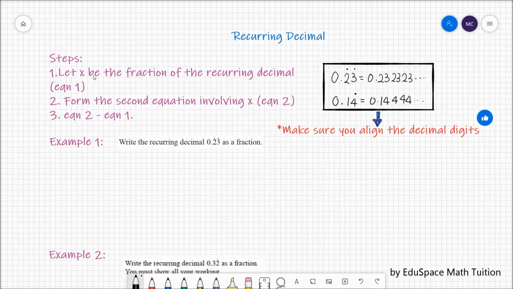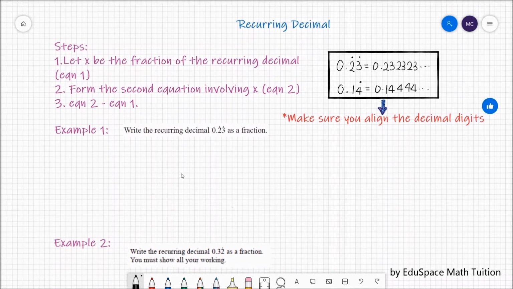our x to be our fraction. So we will define the x to be our fraction so that our objective of the question is to find the x value. Secondly, we are going to form the second equation that involves the x. This will be our second equation, and finally we just have to use our equation 2 to minus the equation 1 and then simplify it to the simplest form. Then it will be our fraction of the recurring decimal.